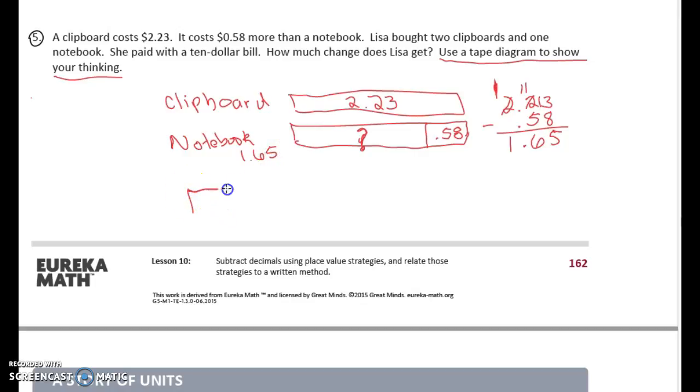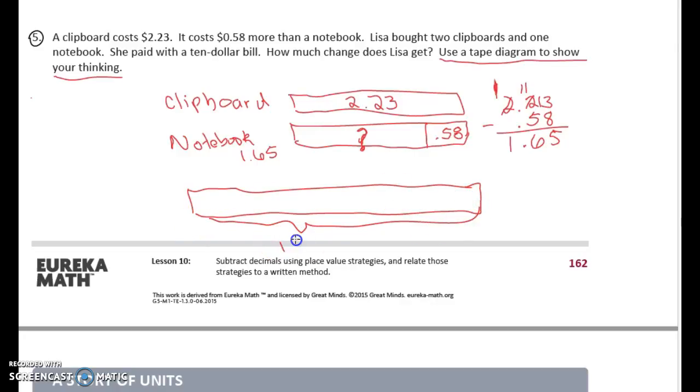And now we take a look at what she's buying and how much she has to spend. All of this right here is how much she has to spend. That happens to be $10 total. And we know that she's buying 2 clipboards. So each clipboard is 2.23. Here's another clipboard, 2.23. Here's her notebook at $1.65. And then here's her change that she's going to get back from the cashier.